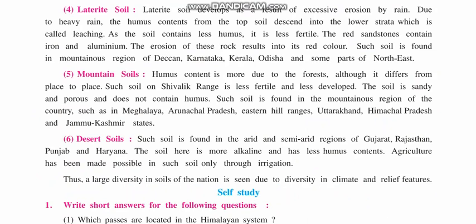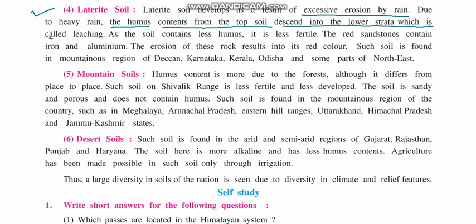The next soil is laterite soil. Laterite soil develops as a result of excessive erosion by rain. See why it is done? Due to soil erosion by rain. Due to heavy rains, the humus from the top of the soil descends down to the lower strata, which is called leaching.